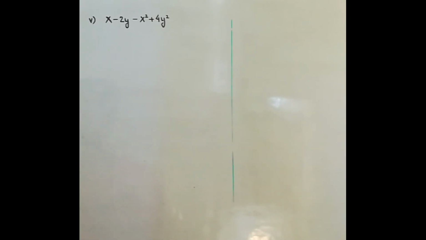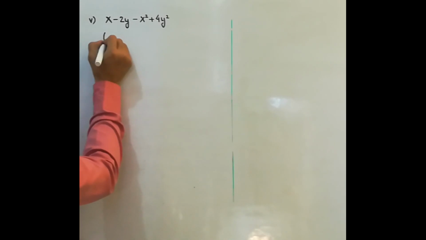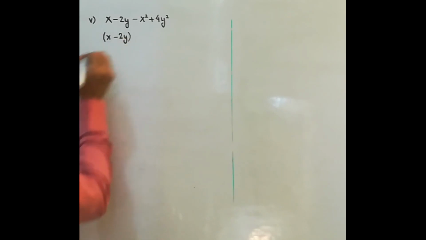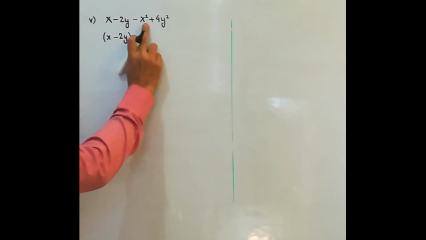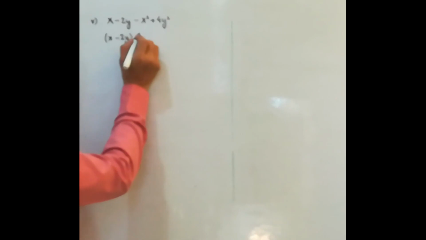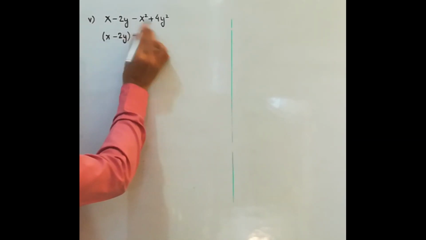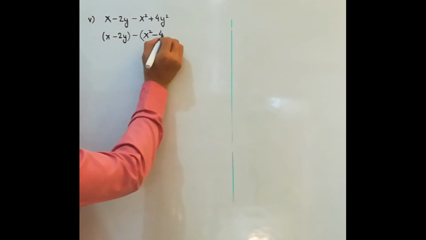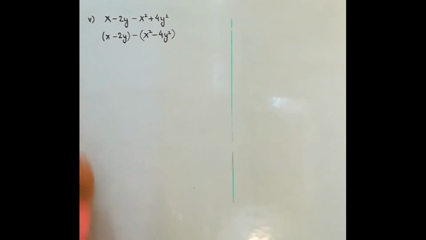Okay, now in this question, there are 4 terms. So what we will do, we will make groups. Now this group and this group. Okay, in the first group, we have x minus 2y. Now for the second group, you can see the second group is starting with a minus sign. And whenever a group starts with the minus sign, then within the bracket, you have to change the sign. So it will be written like this, x square minus 4y square. Hope this is clear to you?